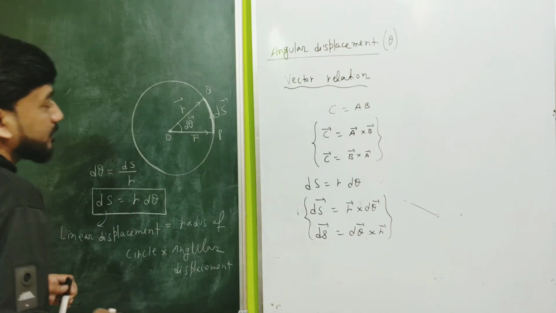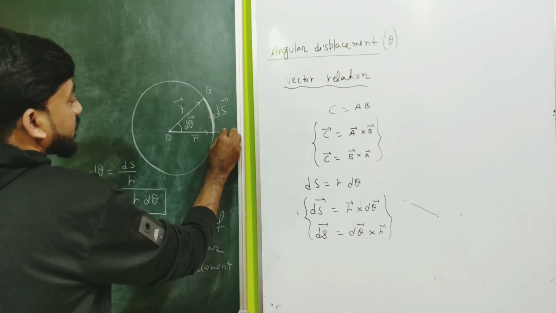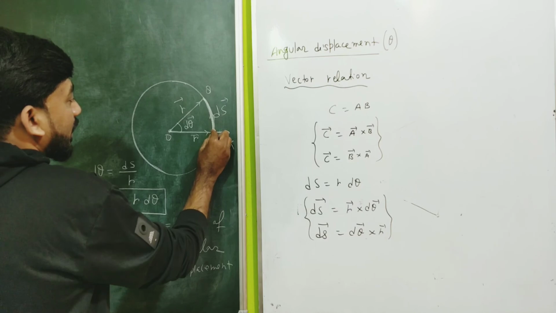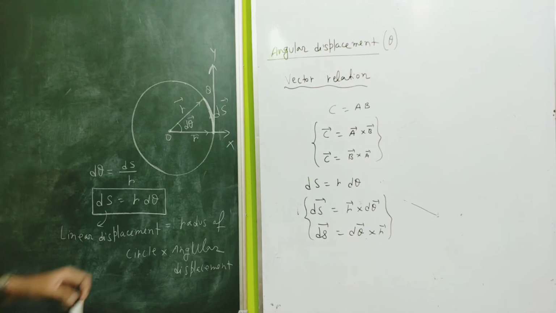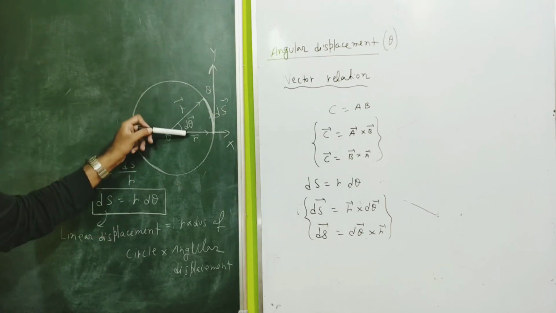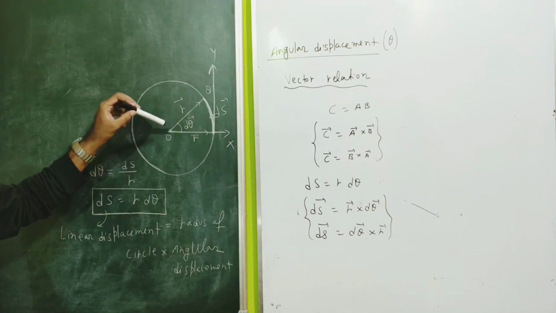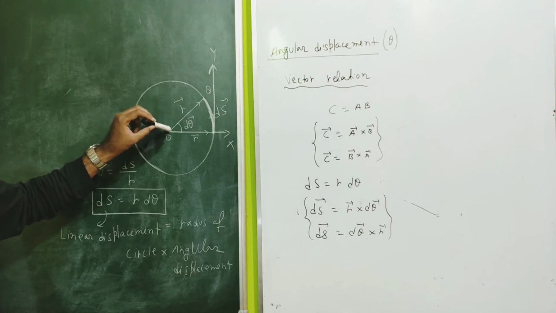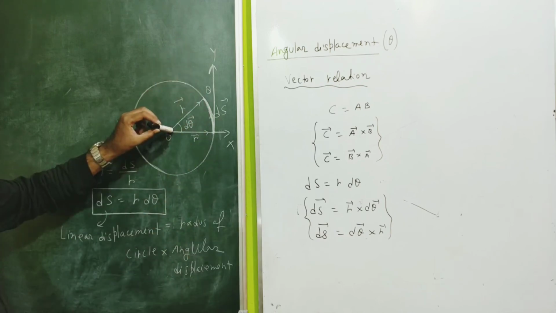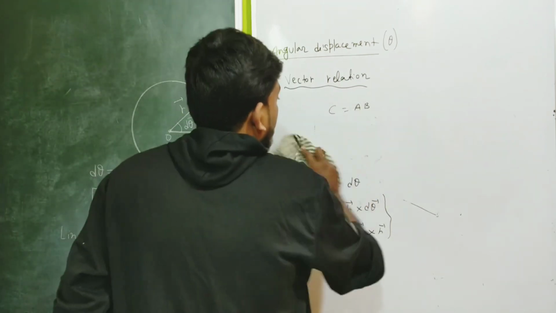If you take this as my x-axis, and along this direction, that is along the tangent, you can take this as the y-axis. So the direction of ds is along y and the direction of r is along x. And obviously this d theta is perpendicular to this. So these three vectors, d theta, r and ds, are perpendicular to each other. You can take these three vectors along the x, y and z axes easily.